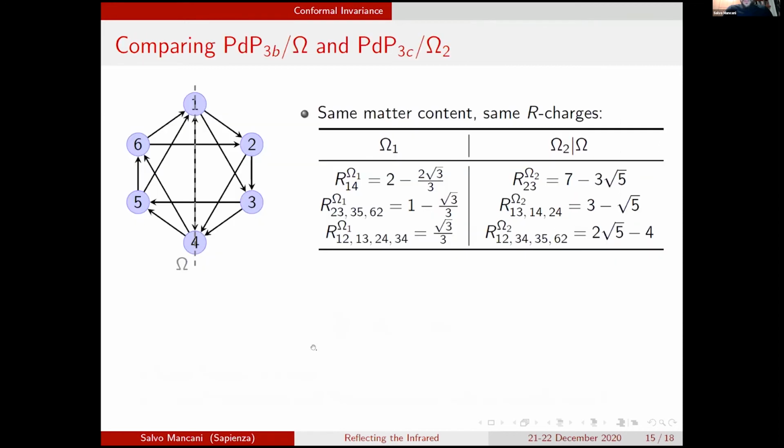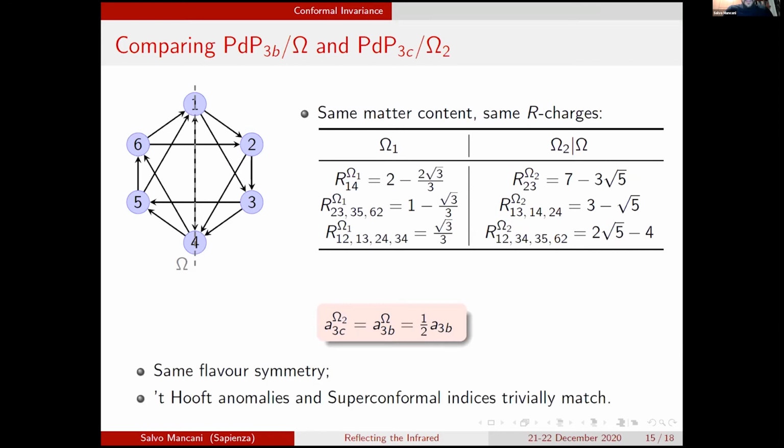Now we compare the results, and we see that at leading order, these are reported at leading order, but actually the R charges are exactly the same between omega 2 and omega. And that also means, since the matter content is the same, that the A charges are the same between the two theories. Also, the consequence is that 't Hooft anomalies and superconformal indices between the two theories trivially match between omega 2 and omega.